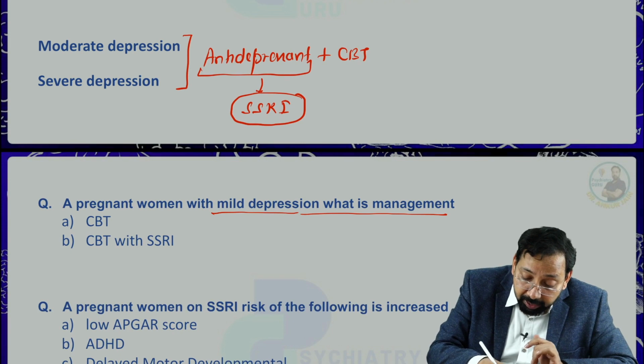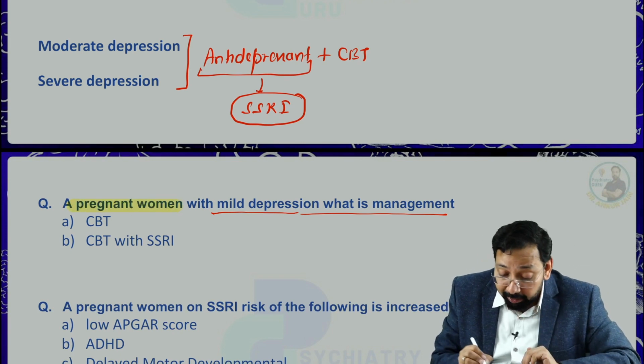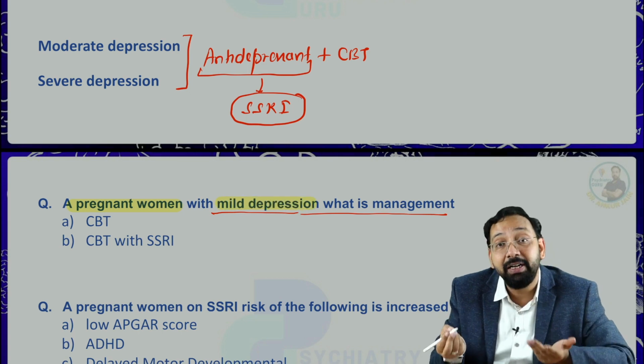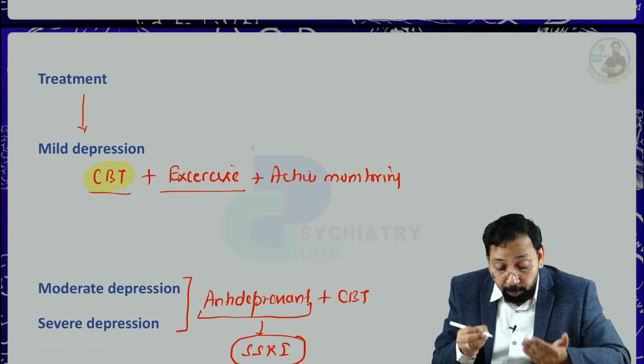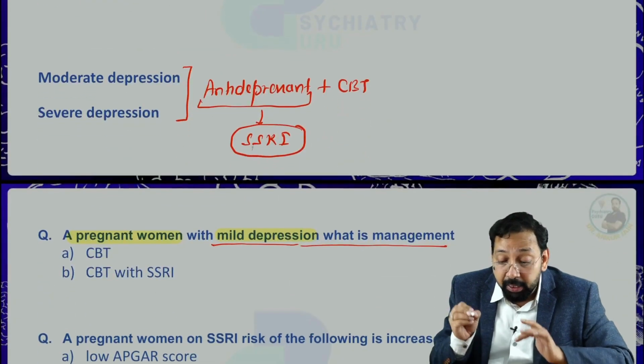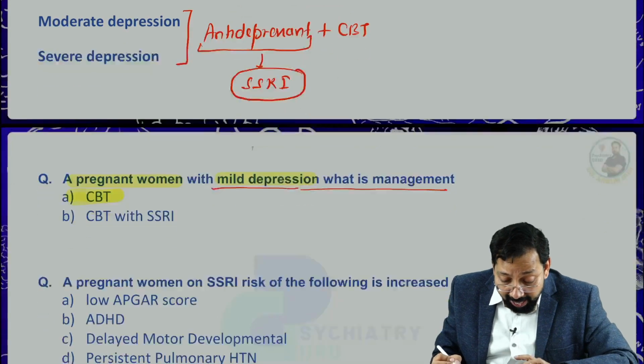If a question is asked in this way, with pregnancy, we usually avoid drugs. And if mild depression is there, definitely in mild depression, in a normal person also, CBT. In a normal condition also CBT, but in pregnancy, yes, we avoid medication. So definitely CBT would be the answer.